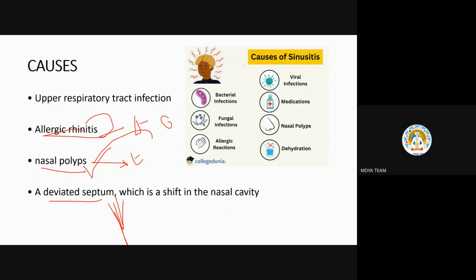These are bacterial infections, fungal infections, allergic reactions, viral infections. Some medications can also lead to it. Sometimes when we take medicines for cough, cold, etc., though the runny nose is not happening after that, we feel something blocked after taking the medications. So it could also happen. Then nasal polyps, which we studied.